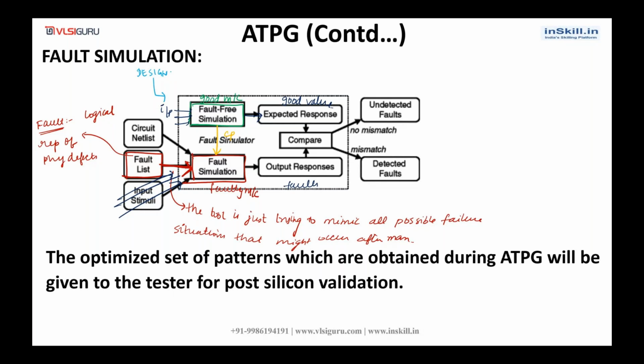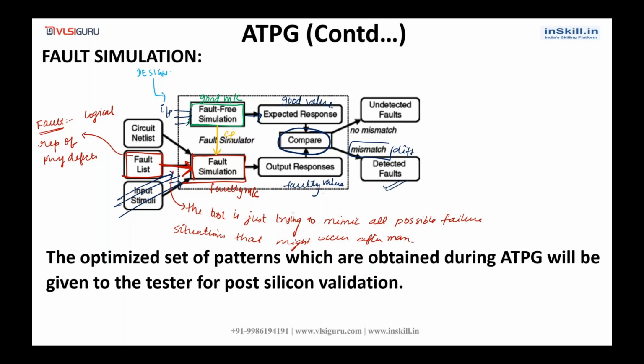Then the tool will compare this good value and the faulty value. If the good value and faulty value are a mismatch, meaning they are different, then the tool will tell that if this fault occurs after manufacturing, it will get detected with a test pattern. So that is why it will place the fault into the detected class.